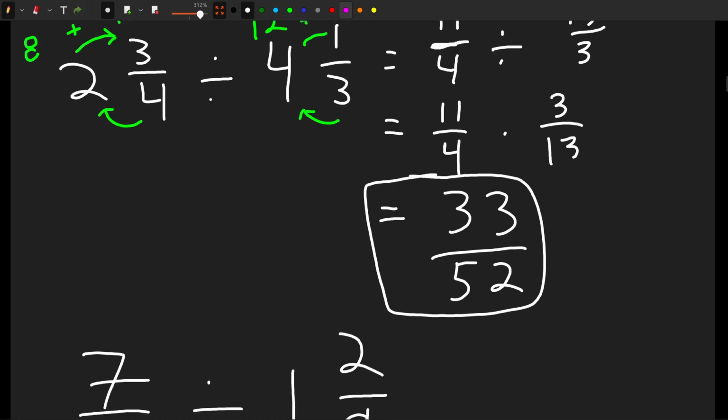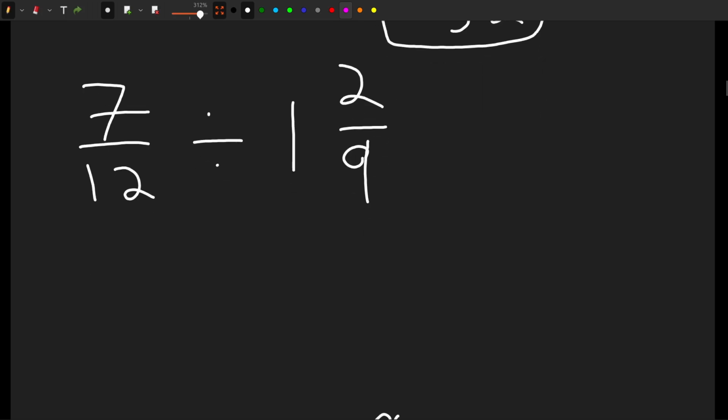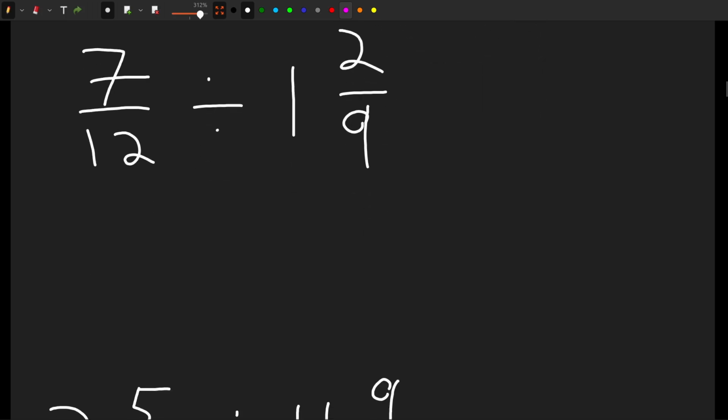Okay, on to the next problem. We have 7/12 divided by 1 2/9. So this one is actually a little bit simpler. We'll first start by taking care of the mixed number. I keep getting that mixed up. 9 times 1 is 9. Adding the 2, we'll get to 11. So this new fraction is now 11 over 9.